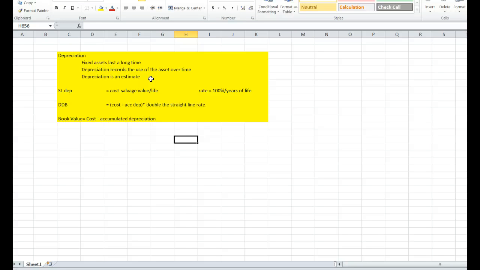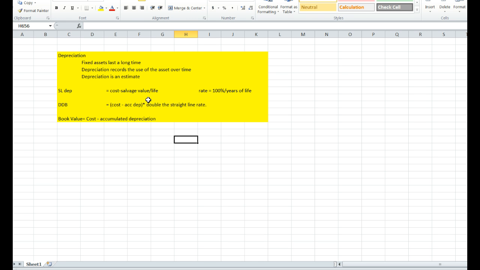The first is the straight line method. The straight line method is the cost minus the salvage value, which is what we think we can get for the asset when we're done using it, divided by the number of years of life. If we have a car that's going to last 5 years, our rate would be 100% divided by 5, or 20% a year. That's for a full year, by the way. If we have less than a full year, we have to cut that down.